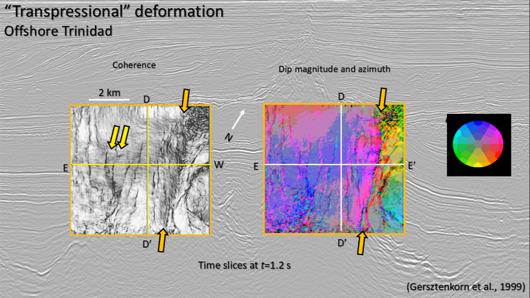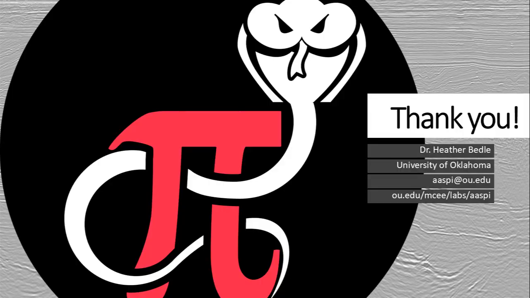Deformation becomes more intense. So these were just a couple of really quick examples through compressional terrains.